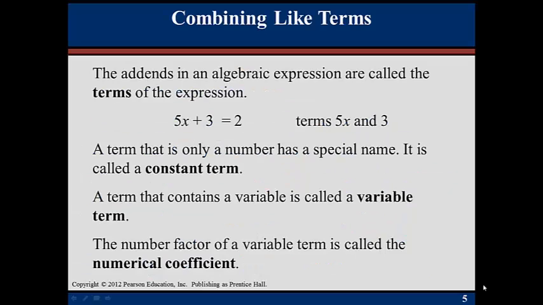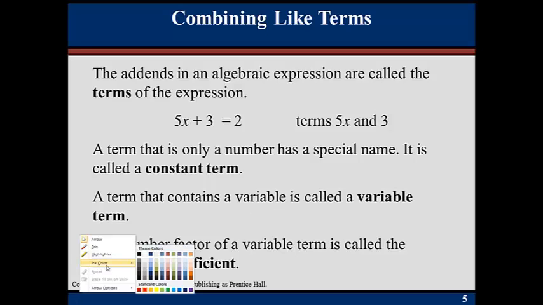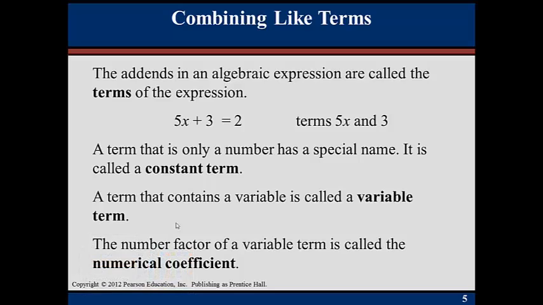The addends in an algebraic expression are called the terms of the expression. So in the following example, we have 5x plus 3 equals 2. Here we actually have an equation. The terms are the parts of your expression that are separated by the plus sign or the minus sign. So we have a 5x, and then we have 3. So we have two terms, and they're 5x and 3.